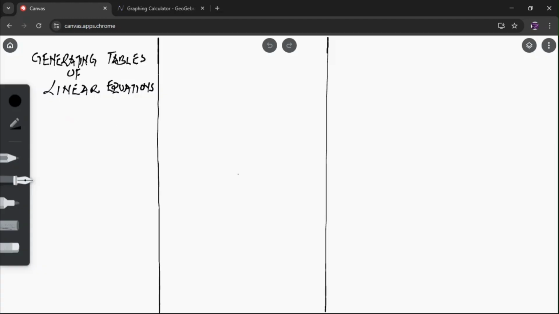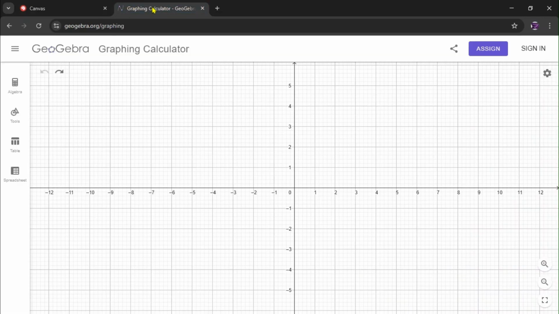I'll start with the first one. Example one, I'll pick y is equal to 3x minus 1. So I want to have points from this equation of a straight line. Then when I go to my graph, I'll be able to plot that.